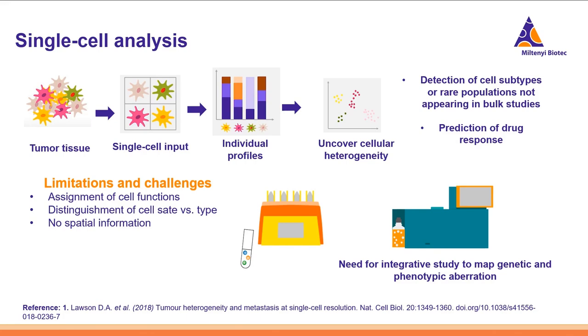But there is also a more intrinsic challenge, which is related to the quality of sample preparation. In fact, if we don't have the proper sample preparation, the dissociation step will induce stress on our cells, and we will not preserve the epitopes that we need. We also need to have a good viability and yield of the different populations. So it's very important that we perform the dissociation in the right way.